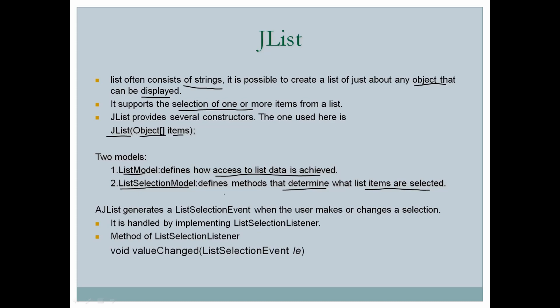Okay, JList generates a list selection event. Now which event it generates, that is also very important. So it generates a list selection event when the user makes changes in a selection. Whenever you make changes in a selection, it generates a list selection event, and this is handled by a listener, that is ListSelectionListener. The method of a ListSelectionListener is valueChanged. Whenever we use a ListSelectionListener, we have to use the method valueChanged in the program to handle the event.